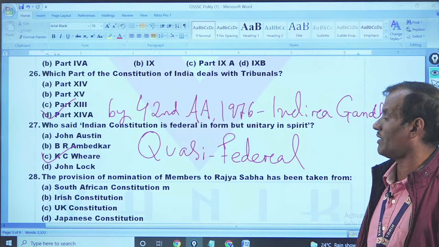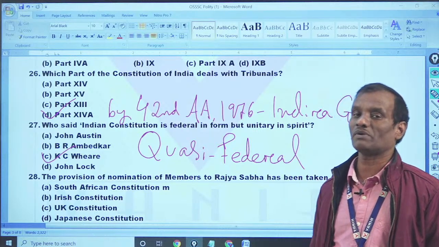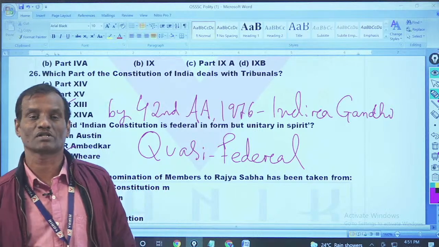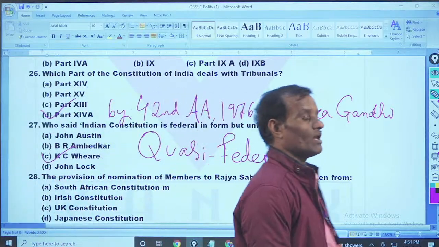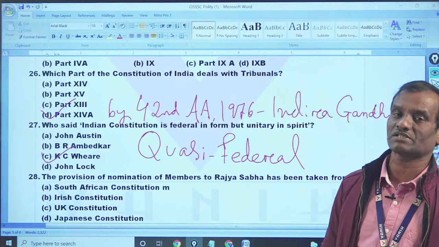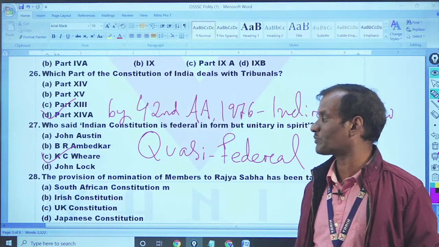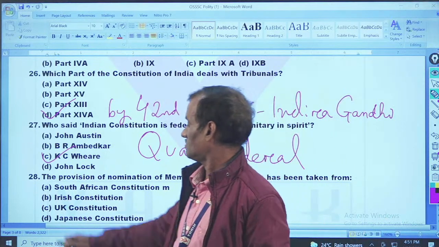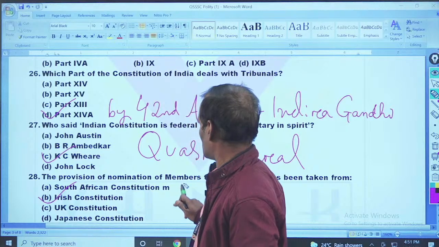Yes, you are right. The provision of nomination of members to Rajya Sabha: the President nominates 12 members to Rajya Sabha, and these 12 members are nominated from the field of arts, science, literature and social service. This provision is taken from the Irish Constitution. Am I right? Irish Constitution.